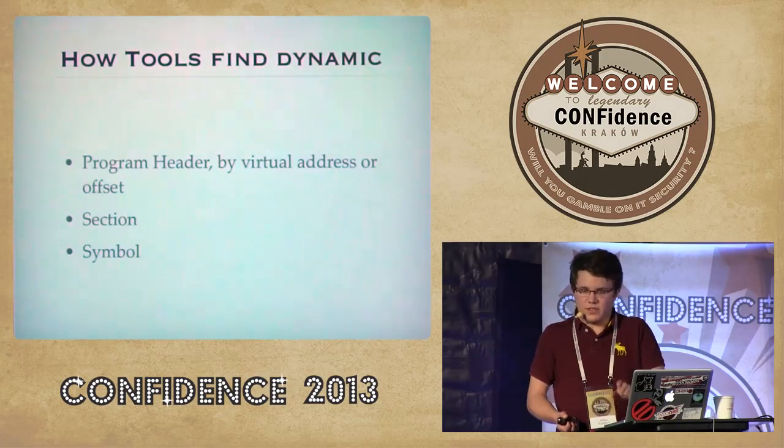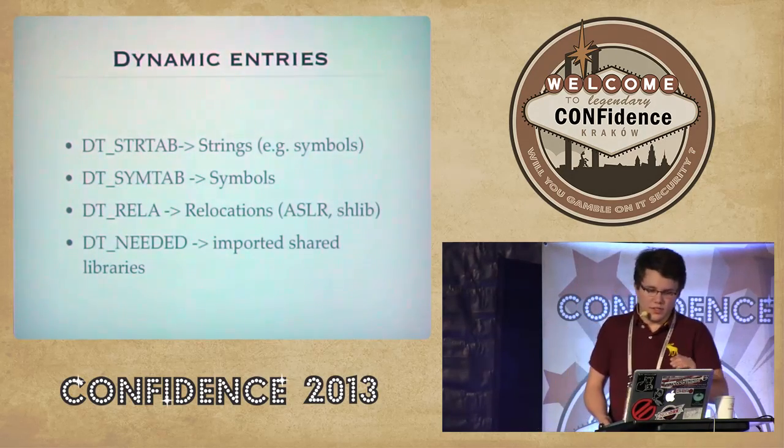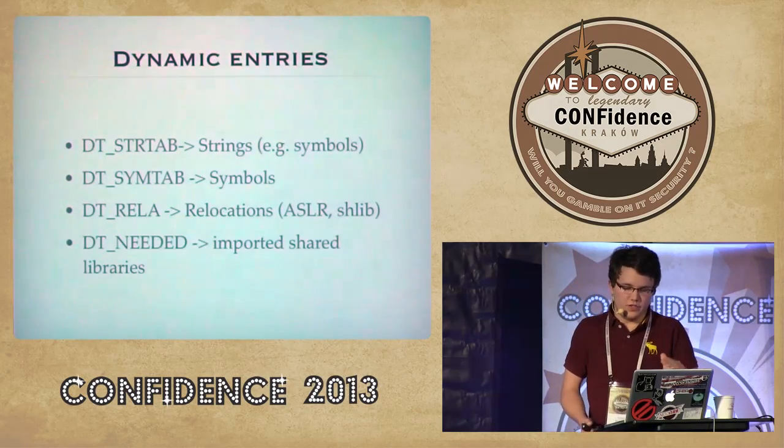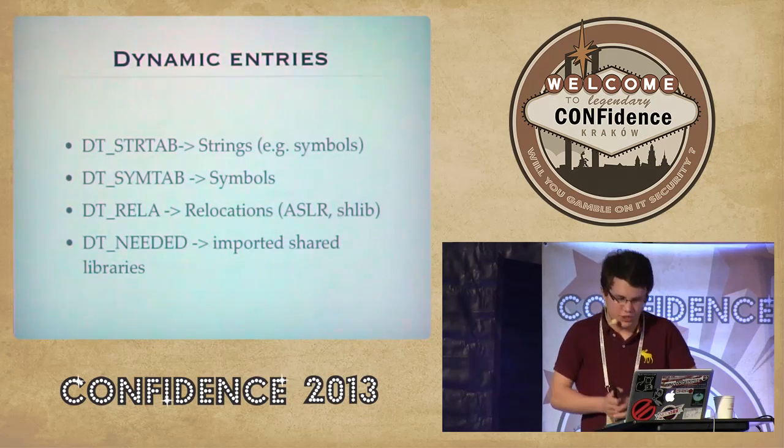Alternative ways of finding it, especially at runtime, tend to also be to resolve a particular symbol or to just look for the .dynamic section. Within the .dynamic section, we have a few entries to describe the location of, for example, the symbol table and the relocation table.